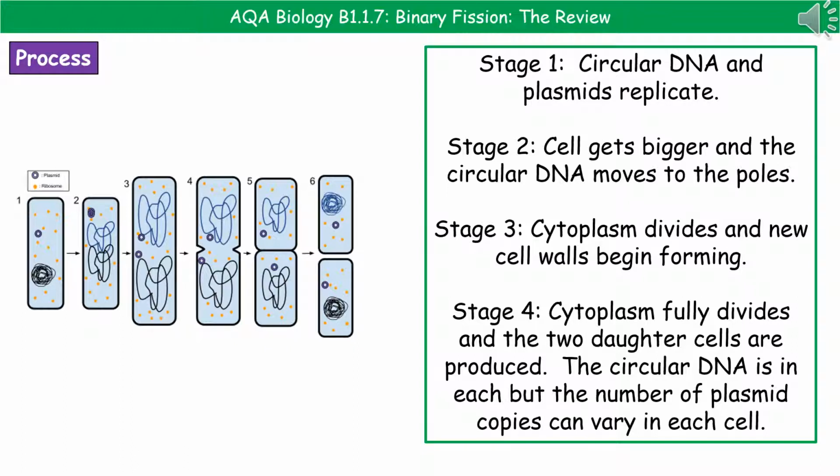Stage 3 is where the cytoplasm begins to divide and the new cell walls begin forming, which you can see in 4 in the diagram there. And then our final stage, stage 4, is where the cytoplasm fully divides and our 2 daughter cells are produced. So what we find here is that we've got the same circular DNA in each daughter cell, but the number of plasmids can actually vary in each of those cells. So you might find 1 plasmid in one of the daughter cells and 3 in the other, for example.